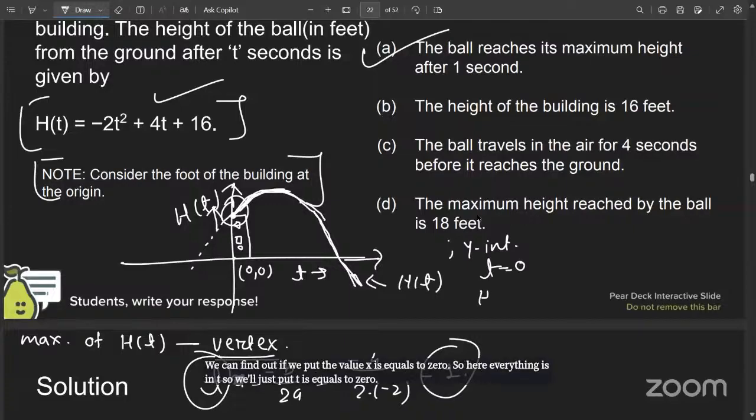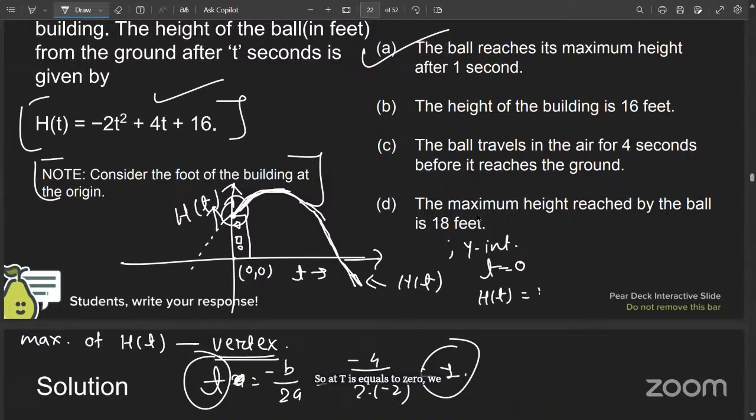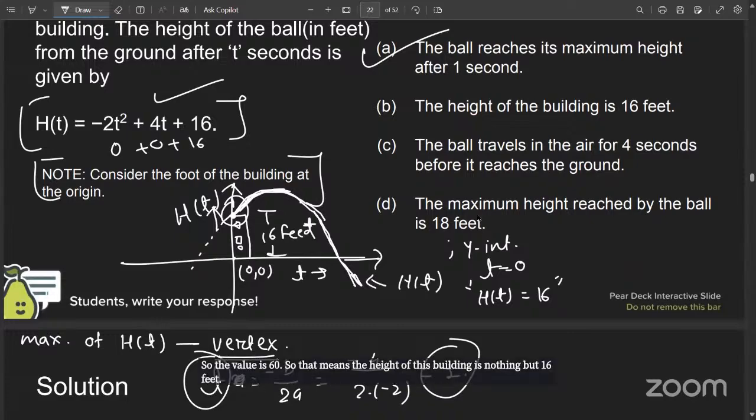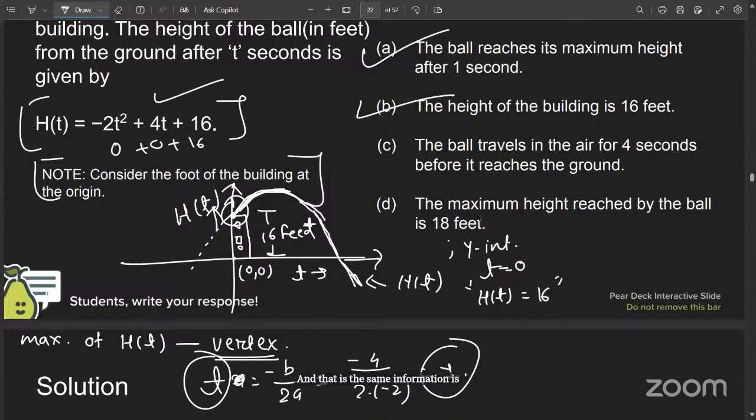So at t equals 0, the value of h of t is nothing but 16, right? If you put t equals 0, you'll get 0 plus 0 plus 16. So the value is 16. That means the height of this building is nothing but 16 feet, and that is the same information as given in option B. Correct? So option B is also true.